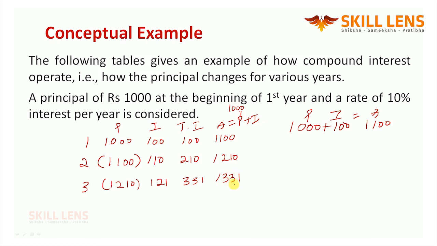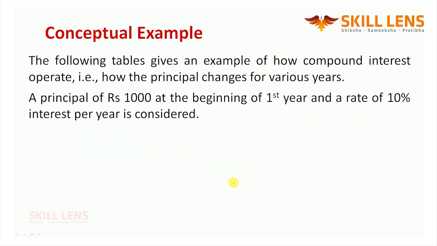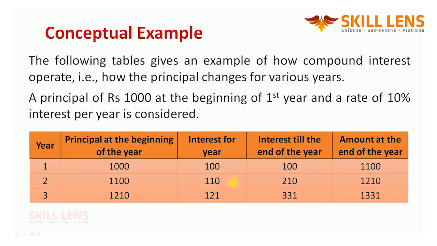1331. So this will become your amount. So my basic point is this: in compound interest, I can tell you a few points here. Let's go to the slide where you have all your points. This is the slide I have written there. This will tell you the number of years, principal at the beginning of the first year, interest for the year. 10% is 100.